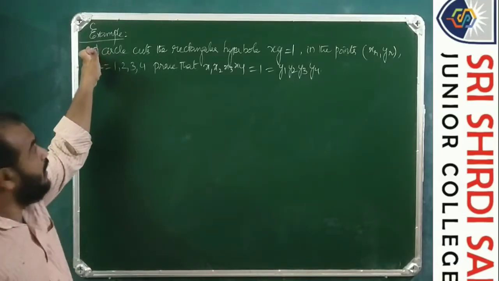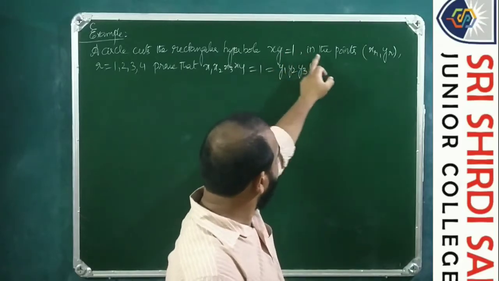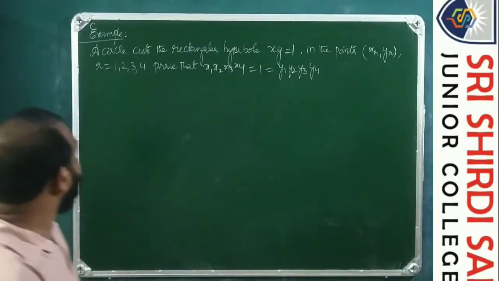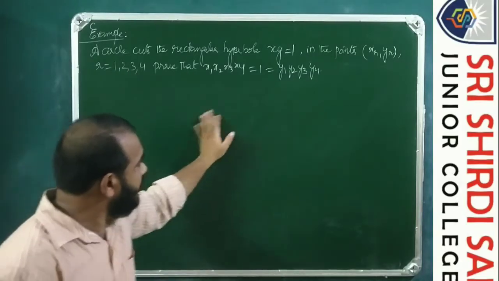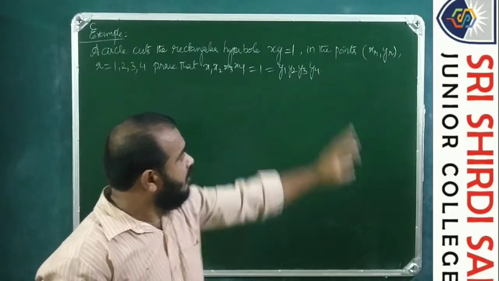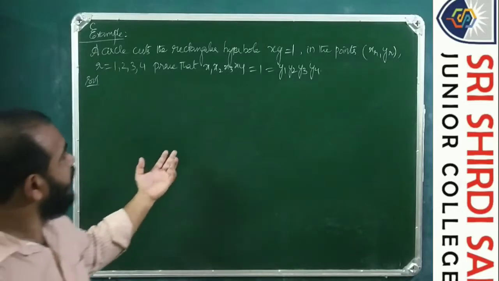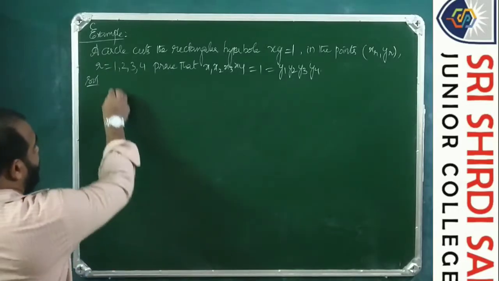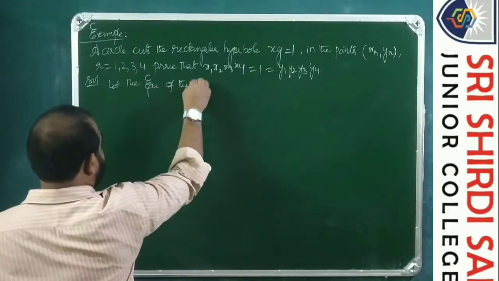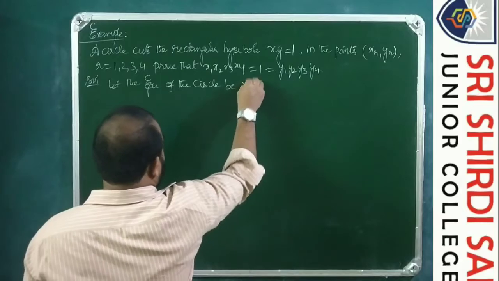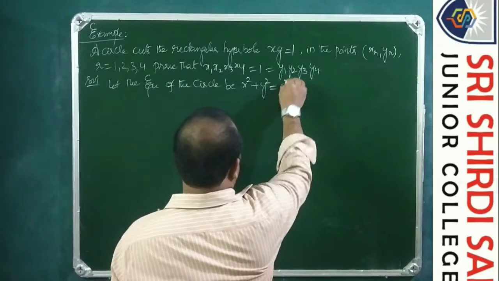Let us see this example. A circle cuts the rectangular hyperbola xy equals to 1 in the points x r, y r, where r is 1, 2, 3, 4. Prove that x1, x2, x3, x4 is equals to 1 and y1, y2, y3, y4 is also 1. So since the equation of the circle is not given, let the equation of the circle be x square plus y square is equals to a square.